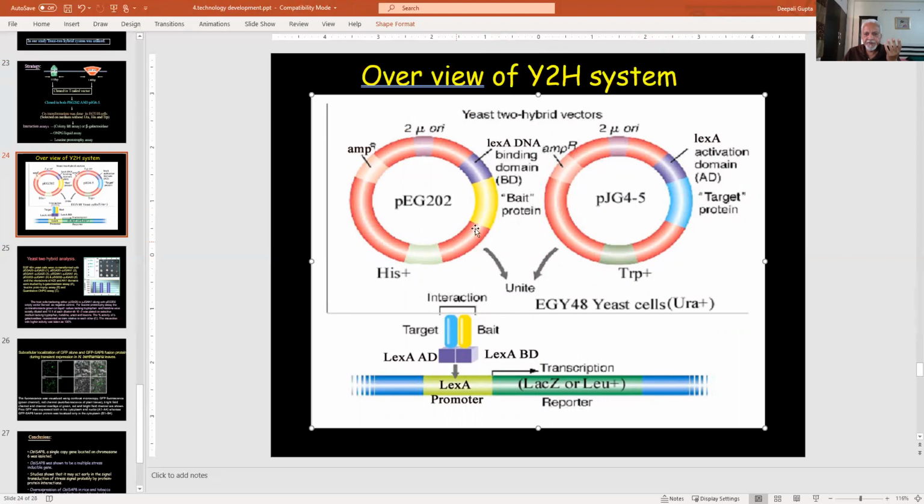The concept is, if these two are interacting, then they will act on this promoter and drive the lacZ gene or leucine gene expression. And if there is no interaction, then this will not happen. So that's how it is decided.